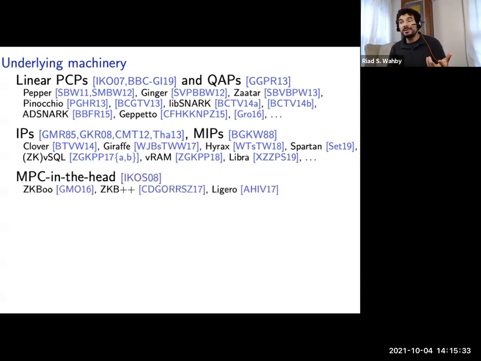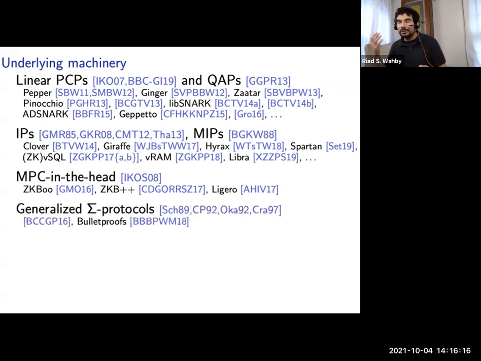Another paradigm that we see is MPC in the head. So this is multi-party computation in the head, which comes from this IKOS 08 paper. And the idea here is, multi-party computation, if we think about it in a weird way, can actually be turned into a zero-knowledge proof. The idea is essentially we could check the transcript of a multi-party computation and be convinced that the computation ran correctly. And if we're very careful about the way that we write down that transcript, then we can actually get a zero-knowledge proof system out of it. So the first versions of this proof system that were practical were ZKBoo and ZKB++. And more recently, in 2017, there was this paper Ligero that had some very nice performance properties. And we'll see more on performance of these systems later.